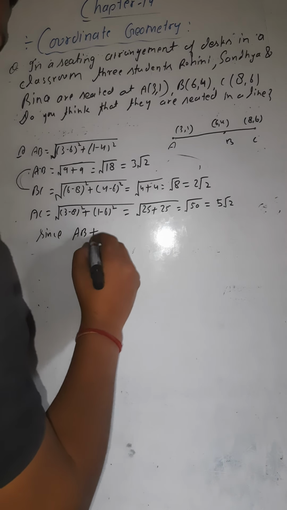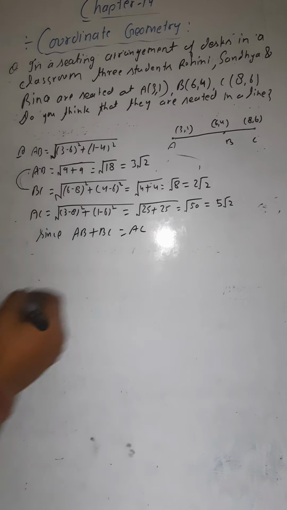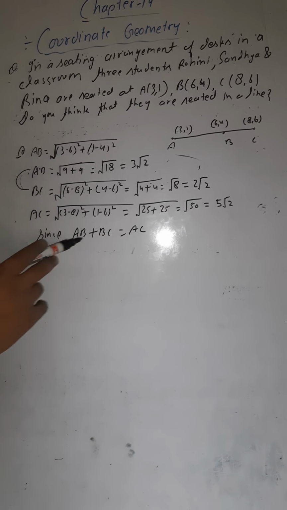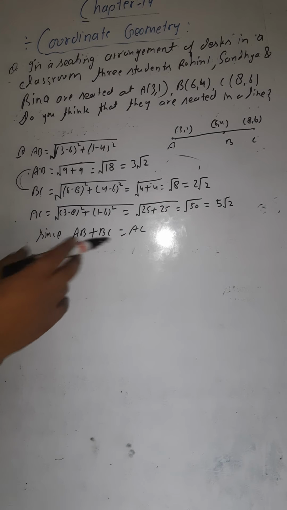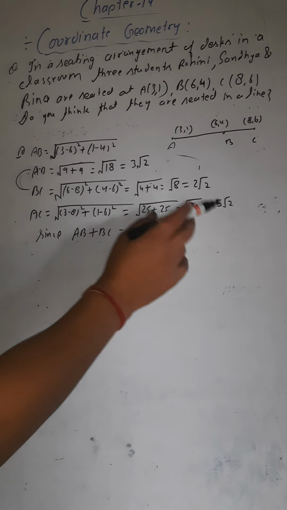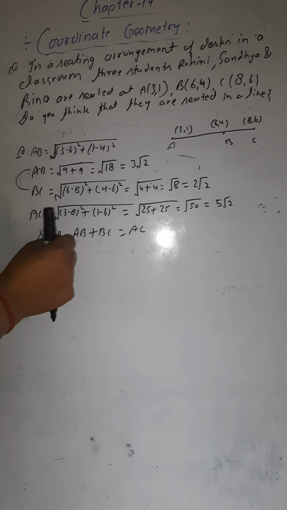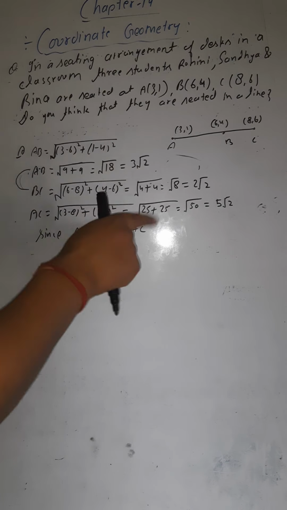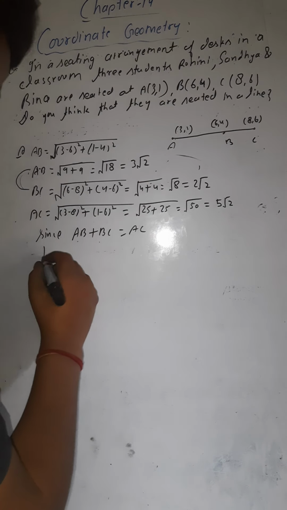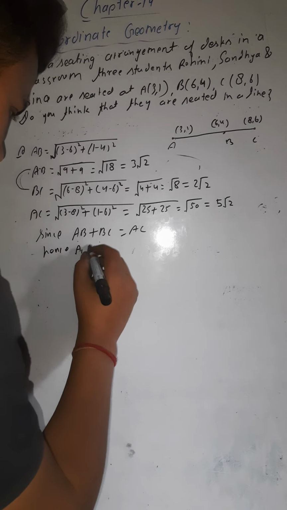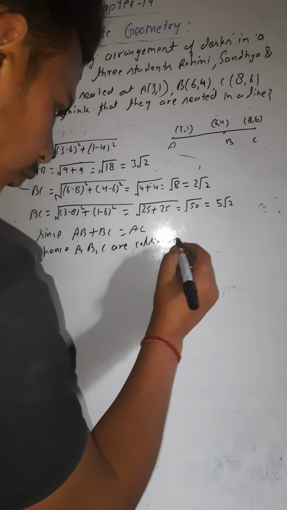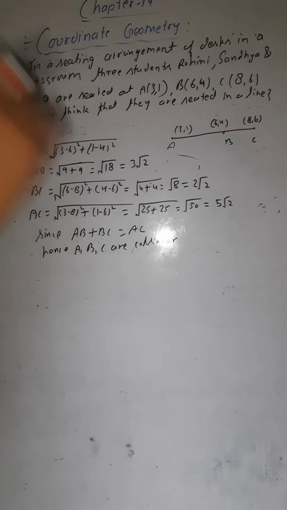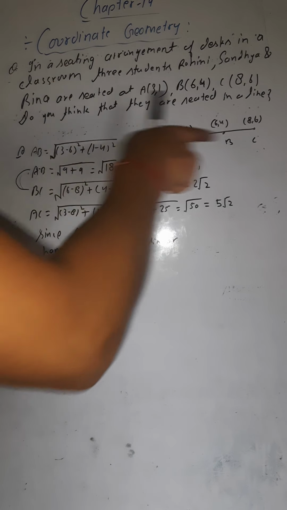Since AB plus BC is equal to AC, look here, AB is 3 under root 2. BC is 2 under root 2. So 3 under root 2 plus 2 under root 2 is 5 under root 2. And AC is there, 5 under root 2. So hence you can say, since AB plus BC is equal to AC, hence A, B, C are collinear. If they are collinear, then you can say these three students are sitting in a line.